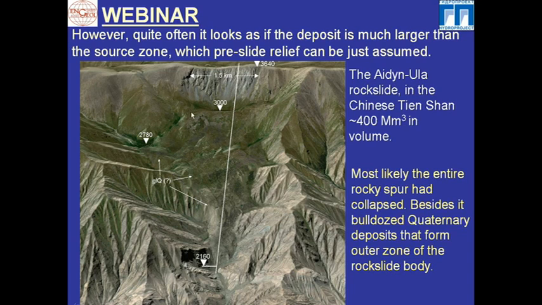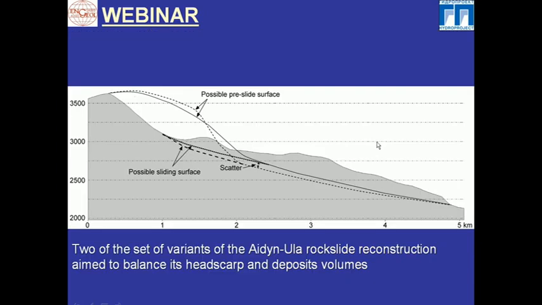Besides, we can see that it bulldozed Quaternary deposits that now form the outer zone of this rock slide body. It can be seen here with quite distinct boundary between this outer zone and main part. Here we can see two of the set of variants of the Aydinullah rock slide reconstruction aimed to balance its headscarp and deposit's volume.